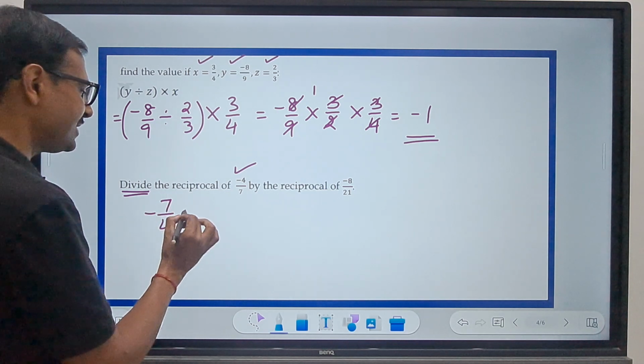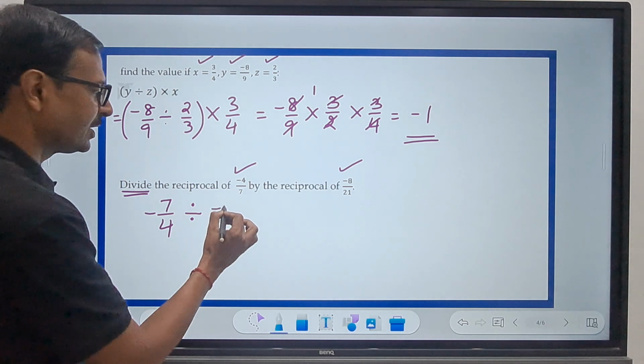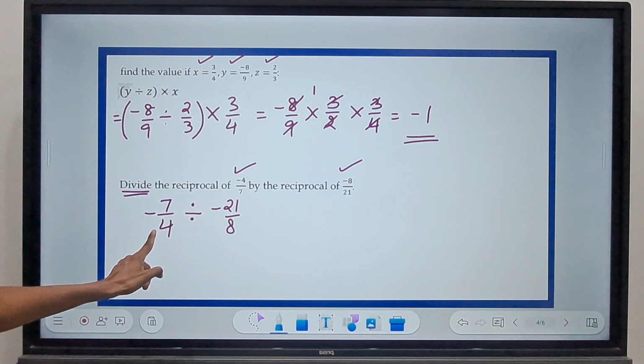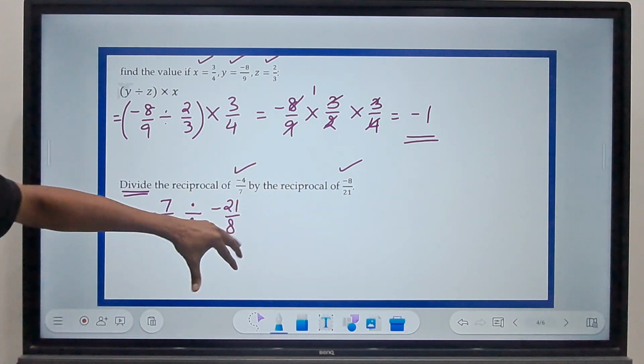And we need to divide this by the reciprocal of this. So minus 21 by 8. Divide the reciprocal of this. So I have flipped this by the reciprocal of this. So I have flipped this also.